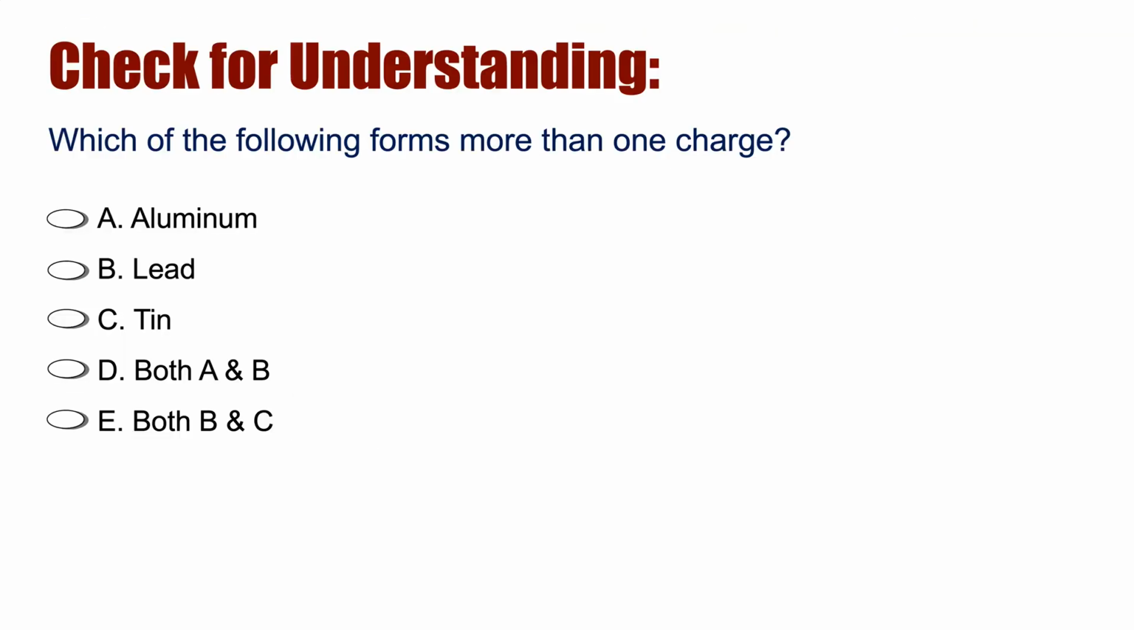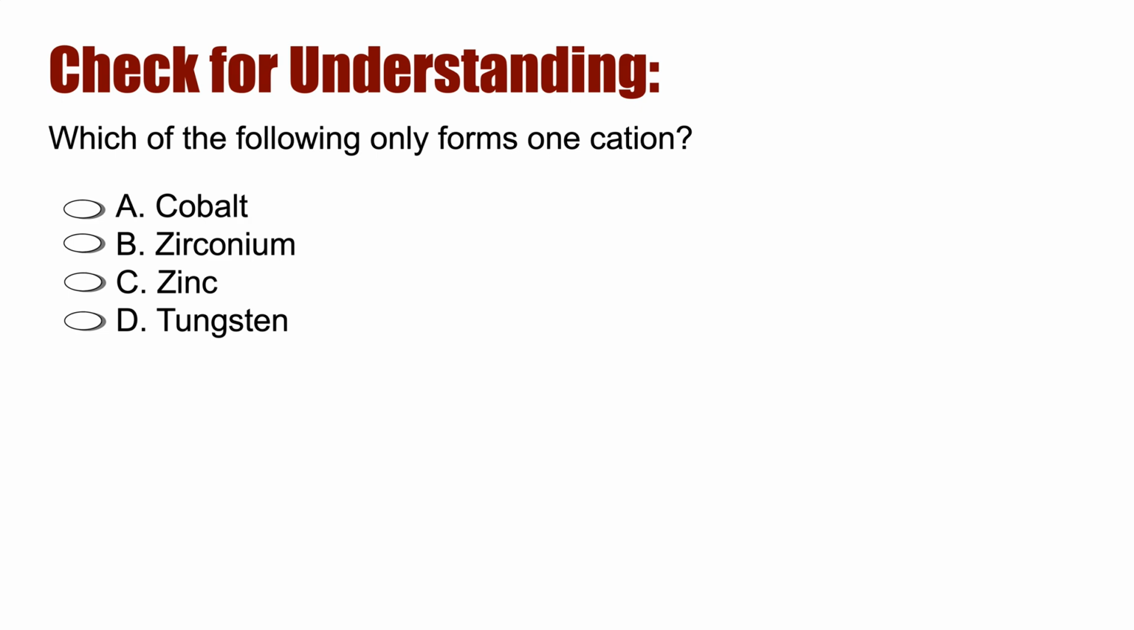Check for understanding: which of the following forms more than one charge? The correct answer for that one is E, both B and C. Next question: which of the following only forms one cation? That is going to be zinc with a charge of positive 2. Even though it's a transition metal, it will always lose 2 electrons and take on a charge of positive 2.